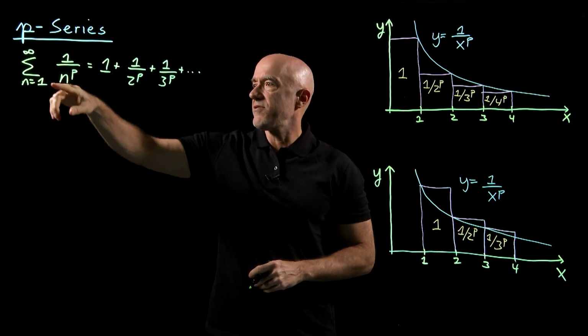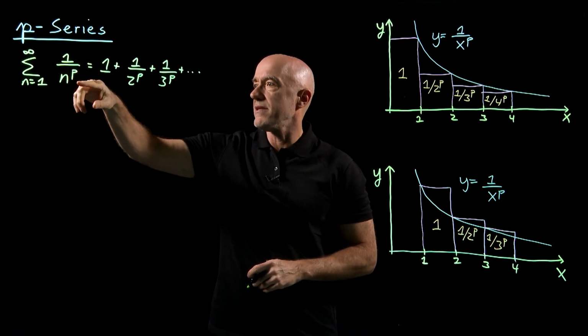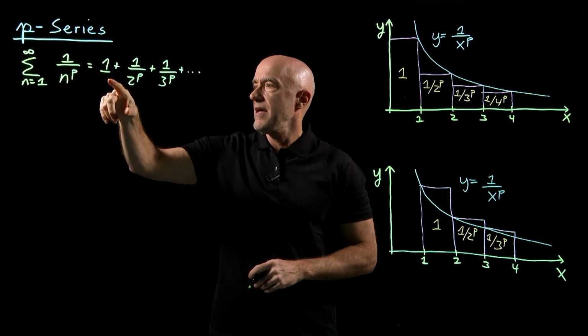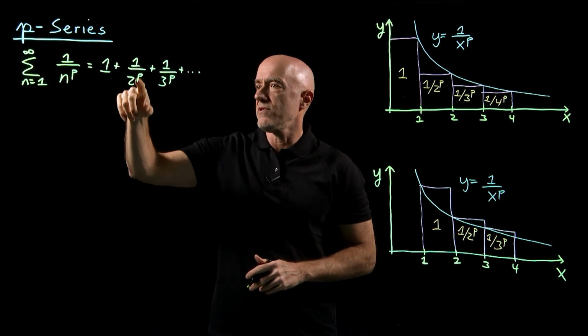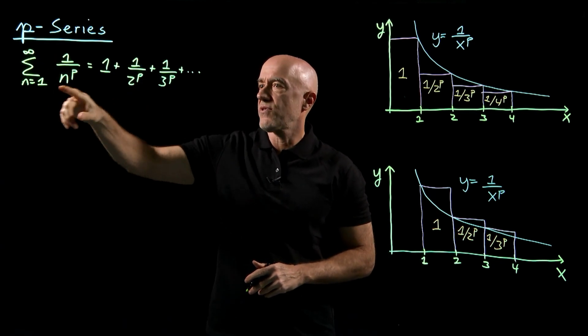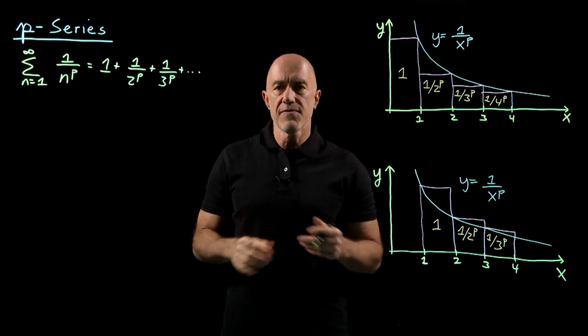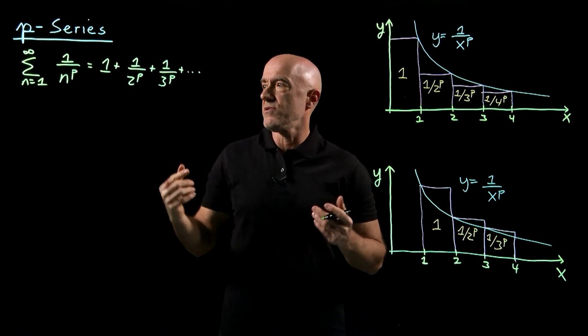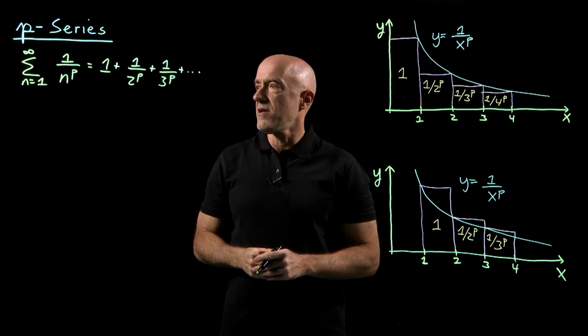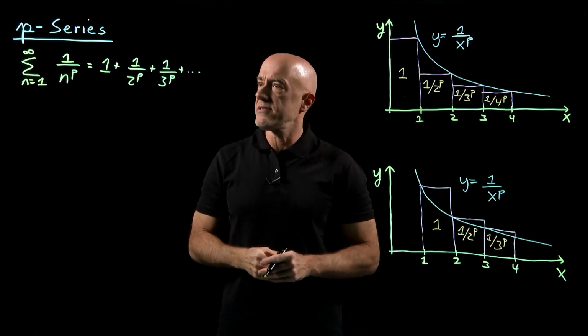If we plug in n equals 1, we get 1 over 1 to the p, which is 1. And then n equals 2 would be 1 over 2 to the p. N equals 3 would be 1 over 3 to the p, etc. So this infinite sum is called the P series. And it depends on what the value of p is.